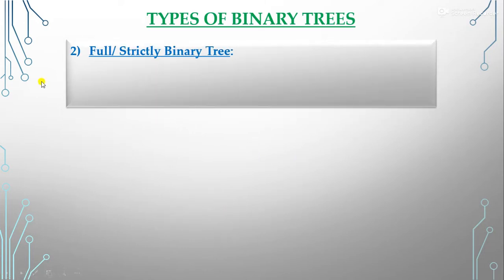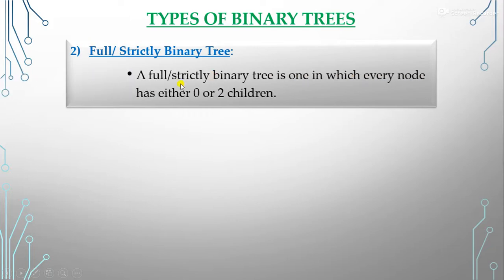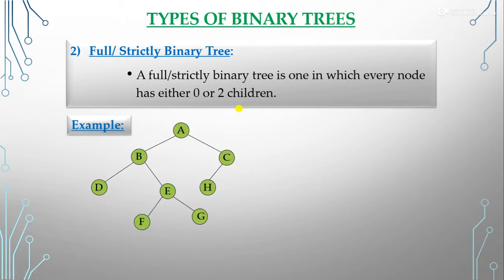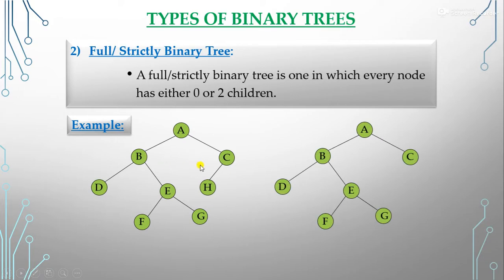Now the second one is the full or strictly binary tree. A full or strictly binary tree is one in which every node has either 0 or 2 children. So here you have to see that we say either 0 or 2 children, not one. Suppose we have this binary tree and this binary tree. Which one is the full or strictly binary tree?